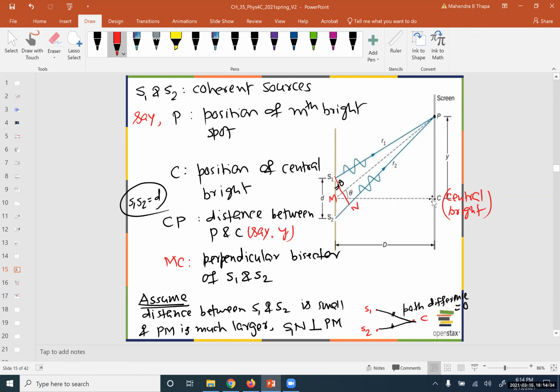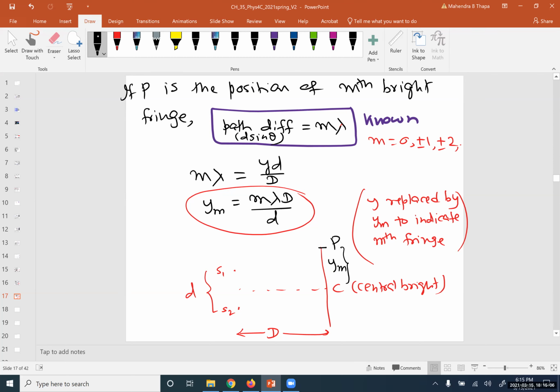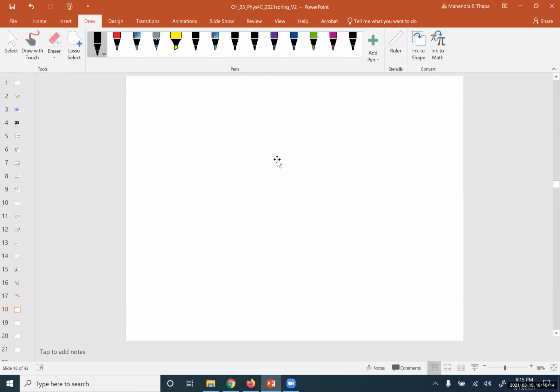So you see here, C to P. You have C here, this is the central bright. You have S1, slit, S2. The distance between the slits is d, and this distance is capital D. If this position P is bright, this distance we call ym, the position of the mth bright fringe. So if you know lambda, D, and d, you can find the position of the mth bright.